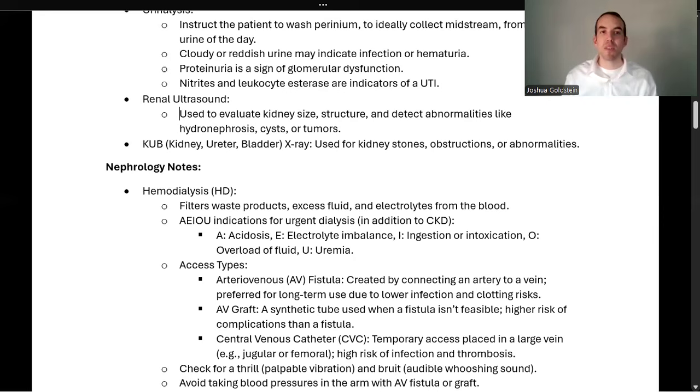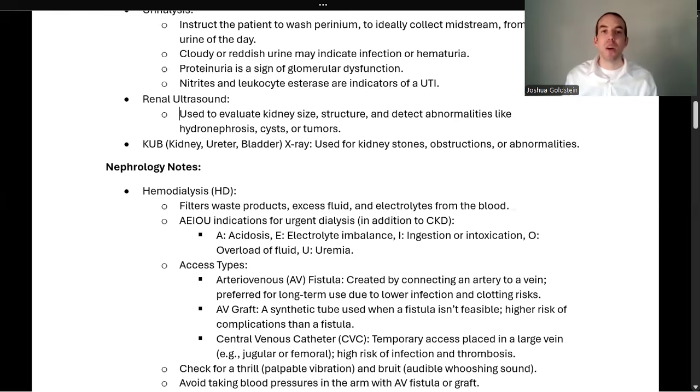Let's get into some more nephrology-specific context. Let's talk about hemodialysis first. Towards the end of this lecture, we're going to get into all the different diseases in just a few minutes. So hemodialysis, which is often abbreviated HD, what does it do? It filters waste product, excess fluid, and electrolytes from your blood, which is exactly what the kidneys do.